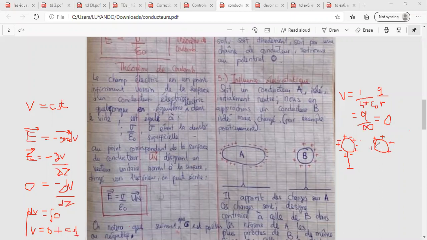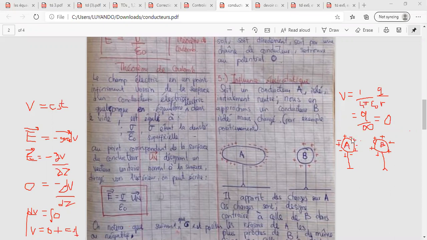You have a positively charged conductor. So what's going to happen here is that if we move this conductor B towards conductor A, we're going to induce the charges on the neutral conductor. So in the neutral conductor, the negative charges are going to be attracted to the positively charged particles in B. So as a result, we're going to have the drawing that we have here.